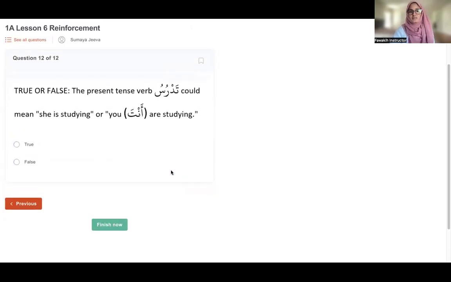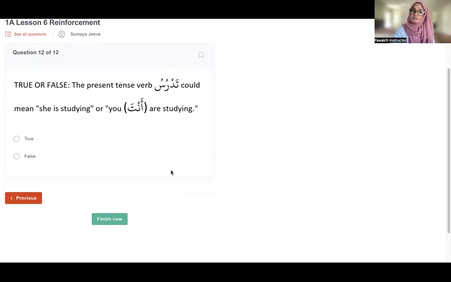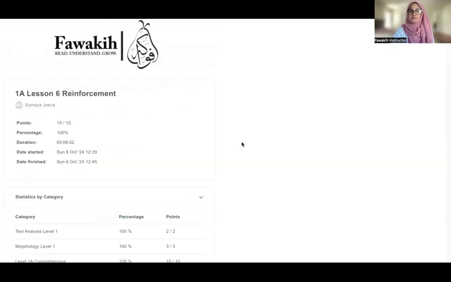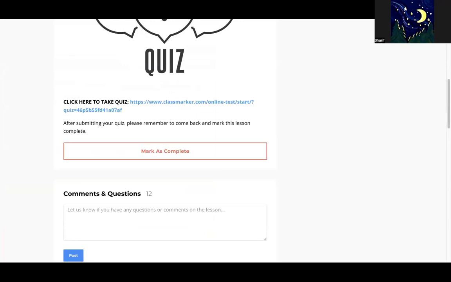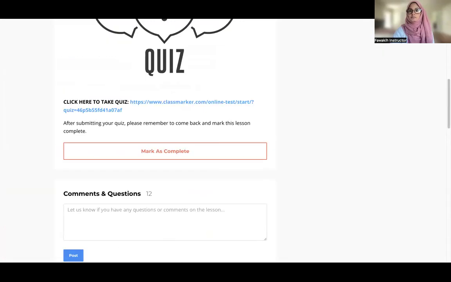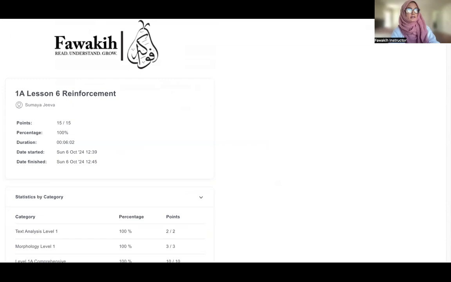Okay, true or false? The present tense verb tadrusu could mean she is studying, or it could mean you, anta, are studying. True or false? Yes. That's true. Okay, good. I would have been surprised if you got anything wrong. Sorry, I cut out. You said when you have a choice to use what? Okay. Good. Are there any questions related to that? If not, then the Quran one.